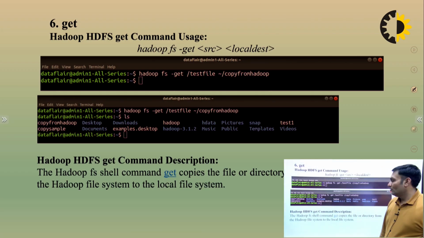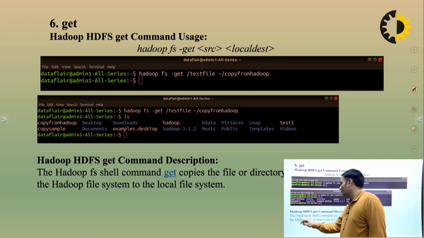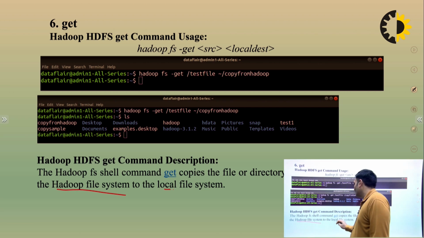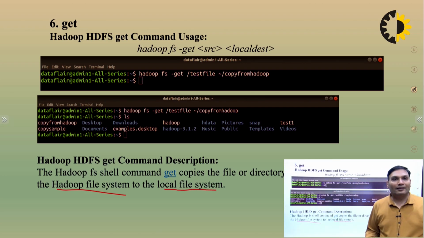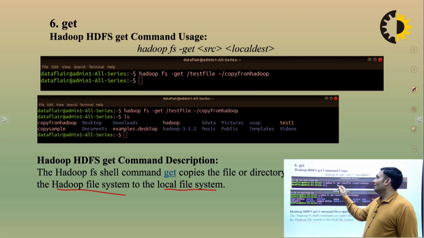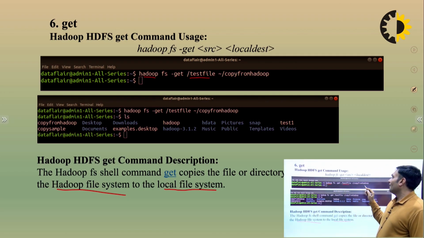The get command copies a file or a directory from the Hadoop file system to the local file system. If we want to copy or get data from the Hadoop file system to the local file system, we can use this hadoop fs -get command. This is the file that we want to copy from the Hadoop system.